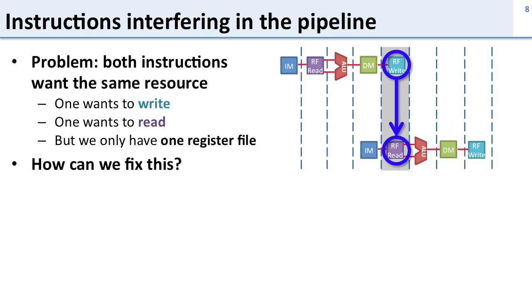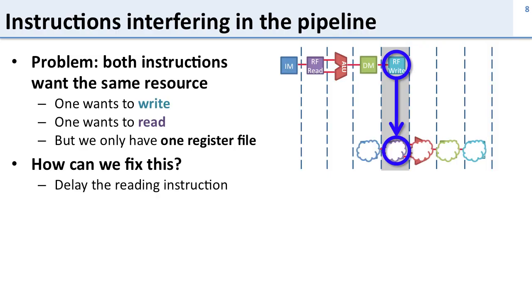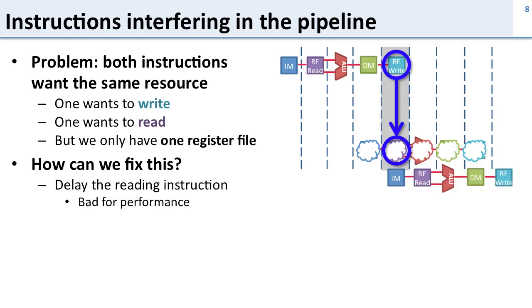Well, one reasonable way to fix this would be to delay the reading instruction. So if we take that reading instruction and we get rid of it from here and move it down a little bit later, now we don't have any problem. But this is going to be bad for performance. So we've just delayed that instruction. Now we've got all these bubbles going through our pipeline that aren't doing any work.